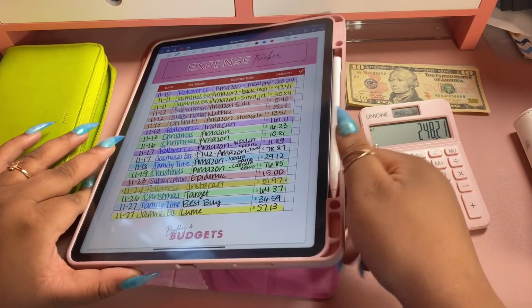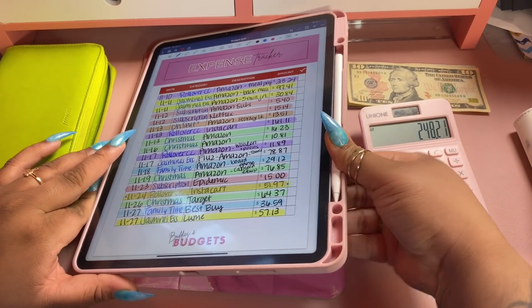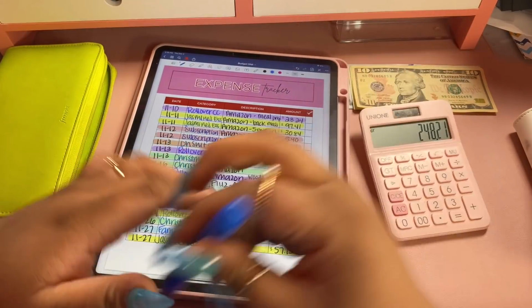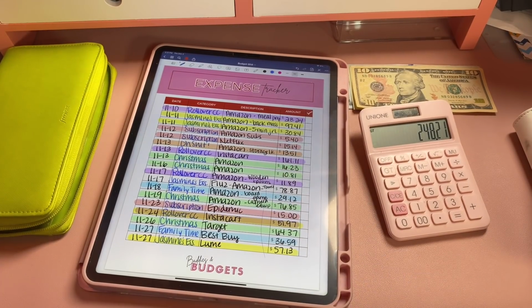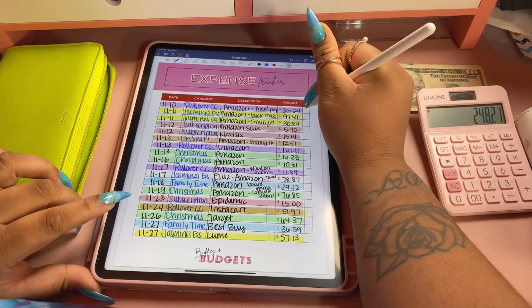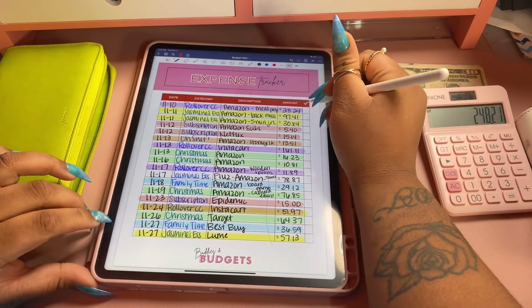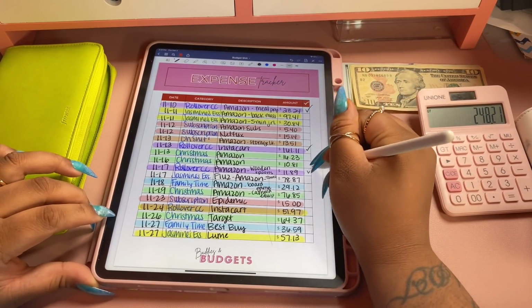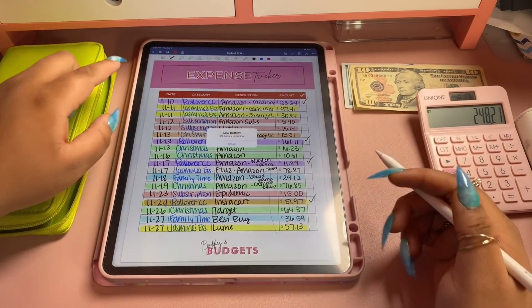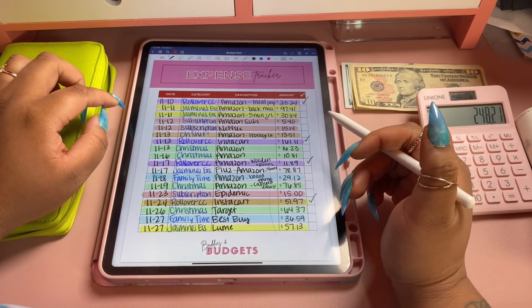I got these press-ons on. I can't pull my pen out like I normally do. Okay, so now we just go through and check off the ones that we've paid. So we've got all of our rollover funds. Alrighty, so next up, let me hurry before my iPad dies.